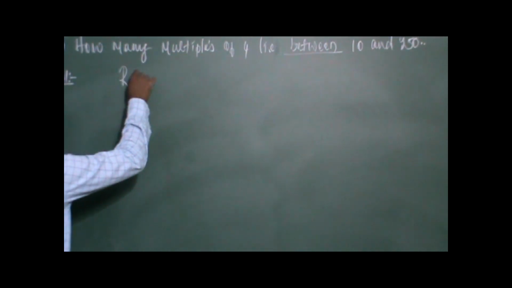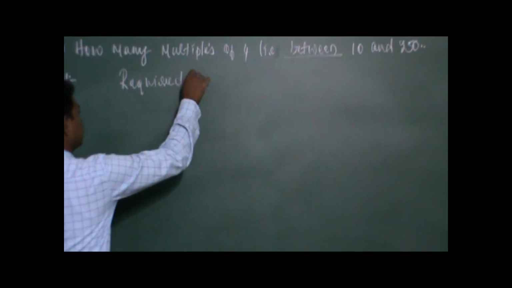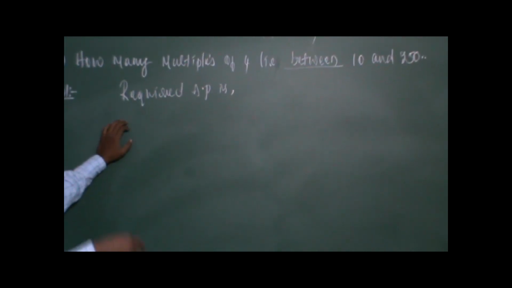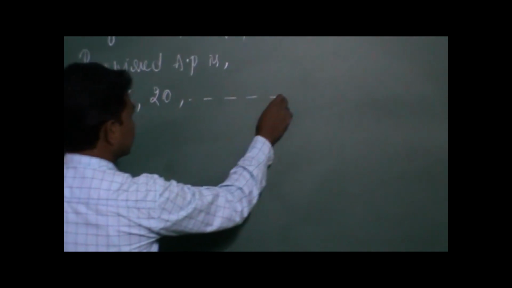let us write the required AP. So leaving the first term, that is 10, we will come to 11. Is 11 divisible by 4, or is 11 a multiple of 4? No. Go with the next number, 12. Is the number 12 a multiple of 4? Yes. So write the first one. The next multiple of 4 after 12, add just 4 to that, that becomes 16. Next add 4 to 16, you get 20, and come to the last.